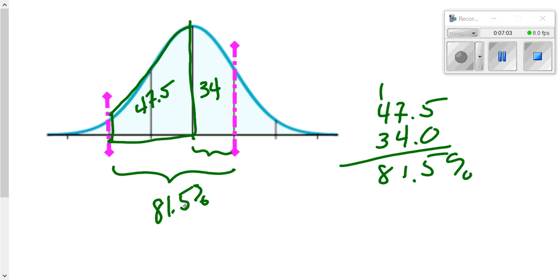So I hope that this helped, and we're going to learn more with the normal distribution in our next lesson. And hang in there, guys. Almost to the end. You're doing a great job.